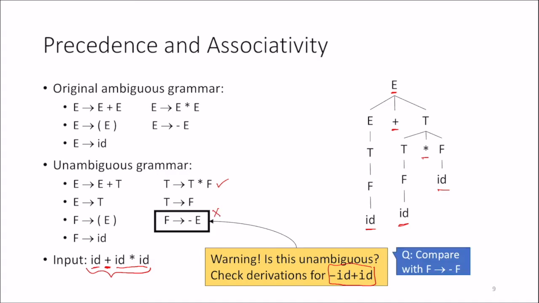So compare it with a different rule, which is F goes to minus F instead of F goes to minus E here, and see the difference for this input string. And you can see that this original grammar, it says it's unambiguous, but it's actually not really unambiguous. That was a trick to see if you could catch this case over here.